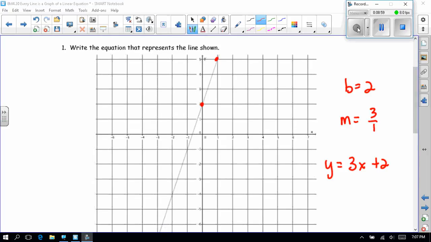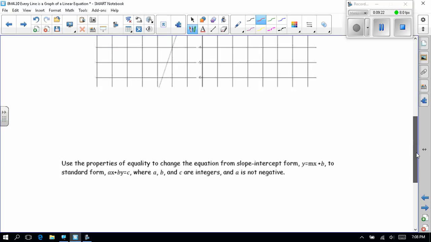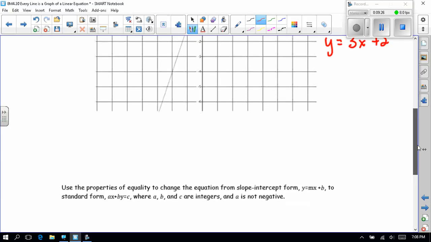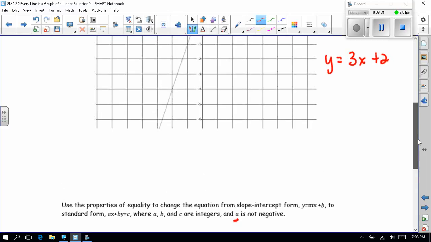Okay, our y-intercept is at 2. Next set of integer coordinates, you rise 3, run 1. So our equation would be y equals 3x plus 2. Now down below here, it says use the properties of equality to change the equation from slope-intercept form into standard form, where a, b, and c are integers and a is not negative. Now integers means that it's a whole number, positive or negative, but it's specifically saying that a cannot be negative. So let's take a look here at what we're going to have to do.